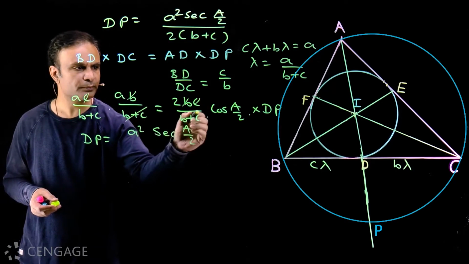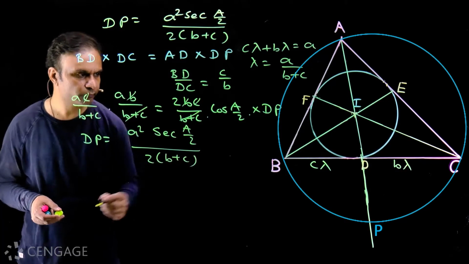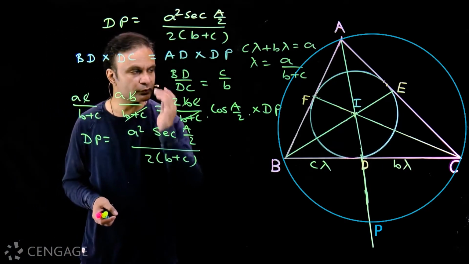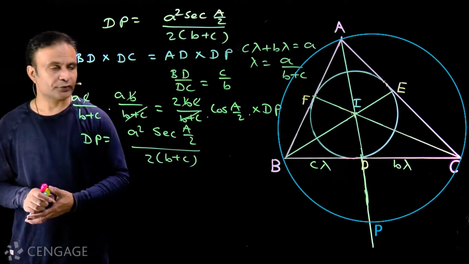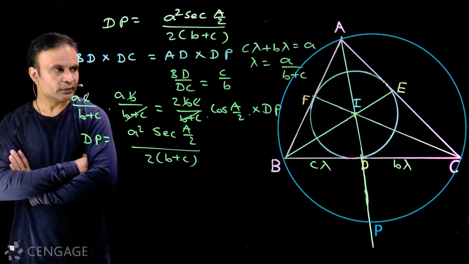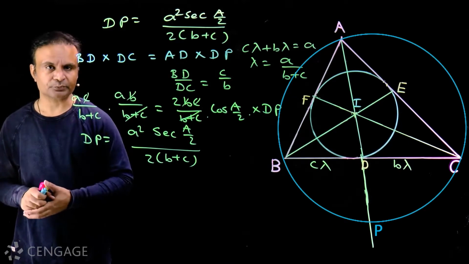From both sides, B plus C gets cancelled out. So we have this upon 2 multiplied by B plus C. So here we are making use of the secant property of a circle. Also we are using the formula for the length of the internal angle bisector. Let's have one very interesting question which was asked in the JEE exam.